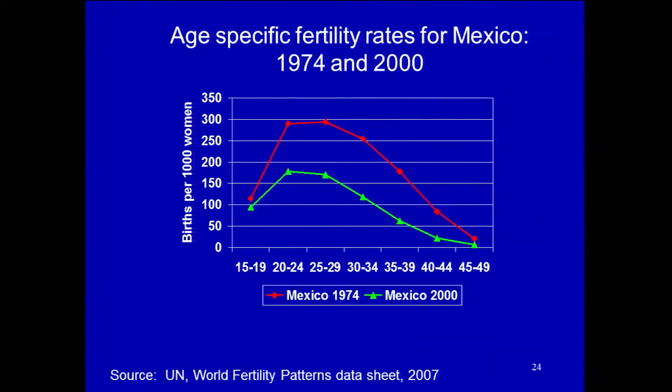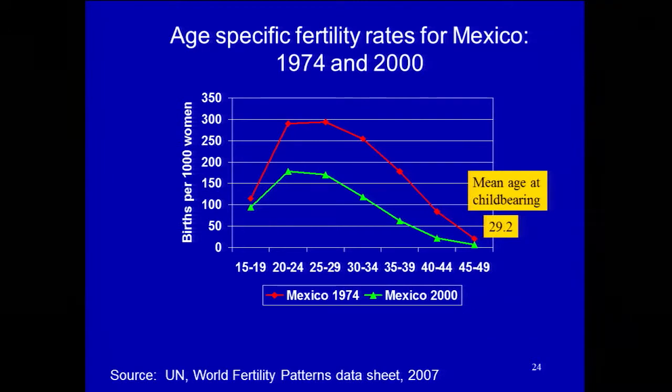Okay, so this graph shows age-specific fertility rates in Mexico for 1974 and 2000, and we see that there has been a drop in fertility, and also that the age pattern has shifted towards the younger ages and away from the older or middle ages. The mean age at childbearing was 29.2 in 1974 and 27.3 in 2000. So women are having children at a younger age.